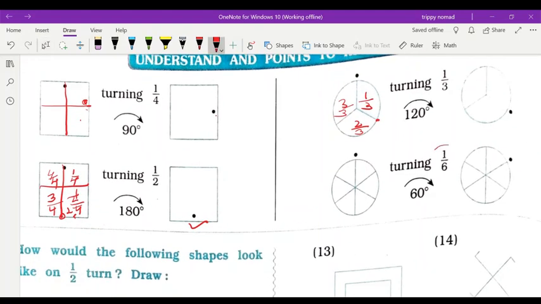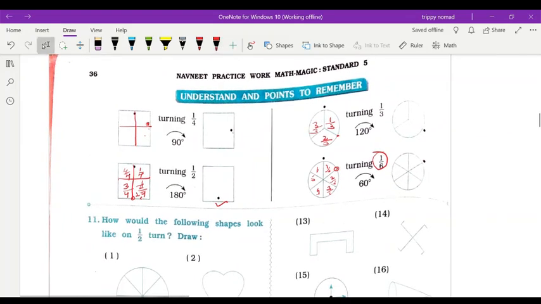If you have to get 1/6, that means the given object should be divided into 6 equal parts. Okay, 1, 2, 3, 4, 5 and 6. So this will be 1/6, this will be 2/6, this will be 3 by 6, like this 1/6 turn. So it will come here. So here they have drawn. So in the next class I will explain question number 11, children. I hope this concept, understanding and points to remember given in the book, everybody understood, or you have to repeat the video to understand. You will get an idea of what I explained here.